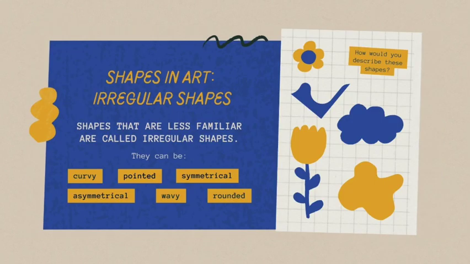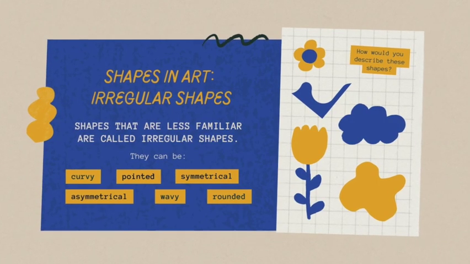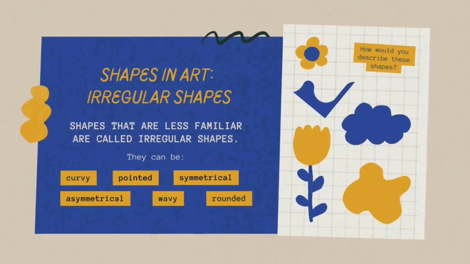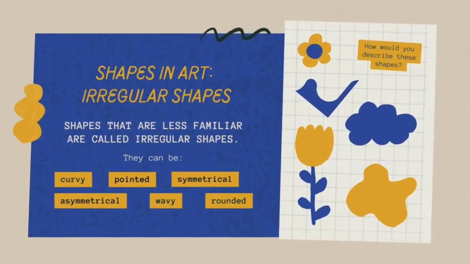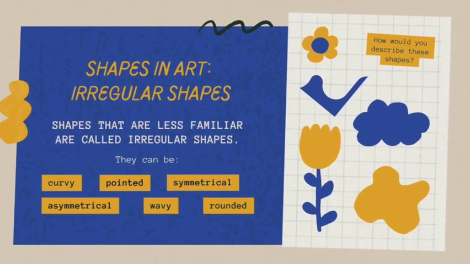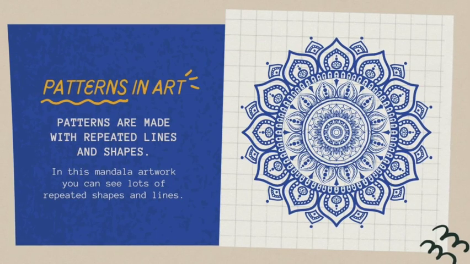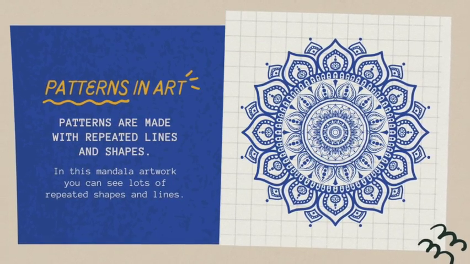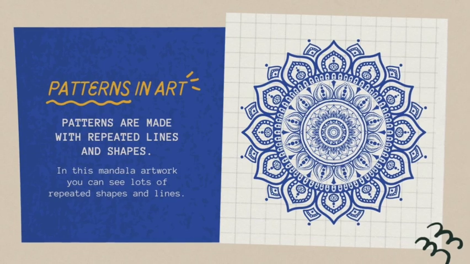There are also irregular shapes or organic shapes. These are nature shapes. Shapes that don't have names, don't follow rules, and we do not use tools to draw them. We can use these lines and shapes to create patterns in art by repeating them.